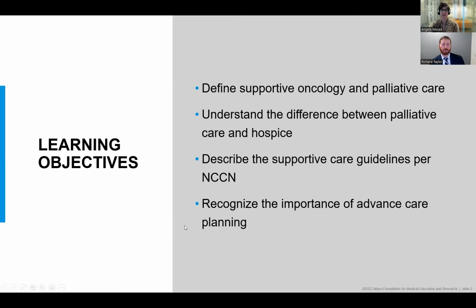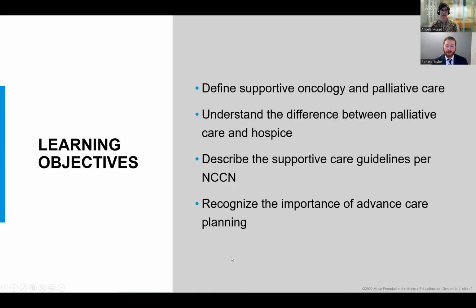So these are some learning objectives that I would like to go through. We're going to talk about what is supportive oncology and palliative care. We're going to hopefully help folks understand the difference between palliative care and hospice. I jokingly tell patients in the clinic all the time, Dr. Google can get you in trouble because the first thing you see when you type in palliative care sometimes is hospice, but there are a lot of differences.